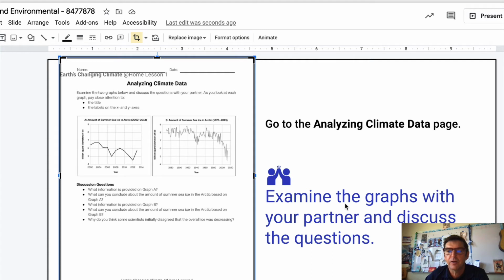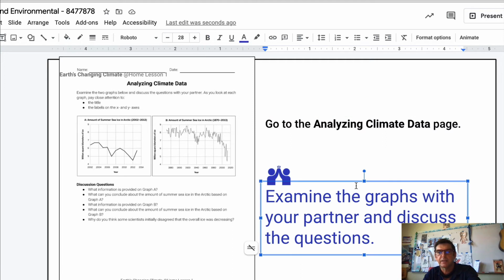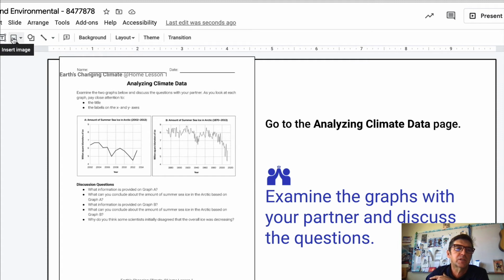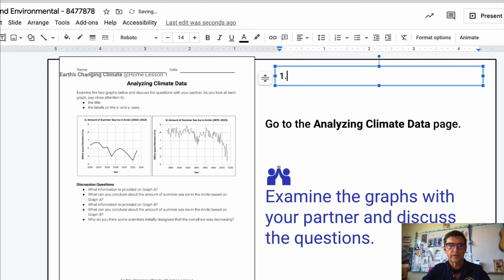So over here, you can get rid of this. I'm not going to delete it here because it's in a slide. Click that, delete it. That's the best way to do it. So question 1, what information is provided on graph A? Put a 1 and write your answer. Instead of deleting that, I'll just make a text box, which you can do as well if you ever wanted to. And so I just put 1.